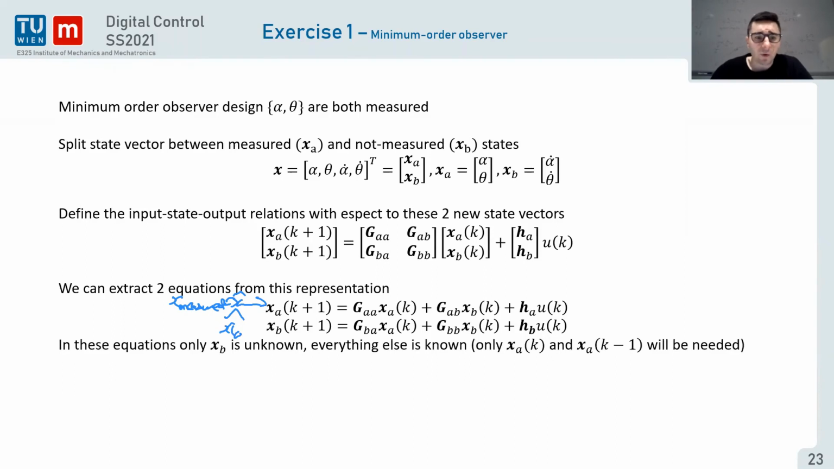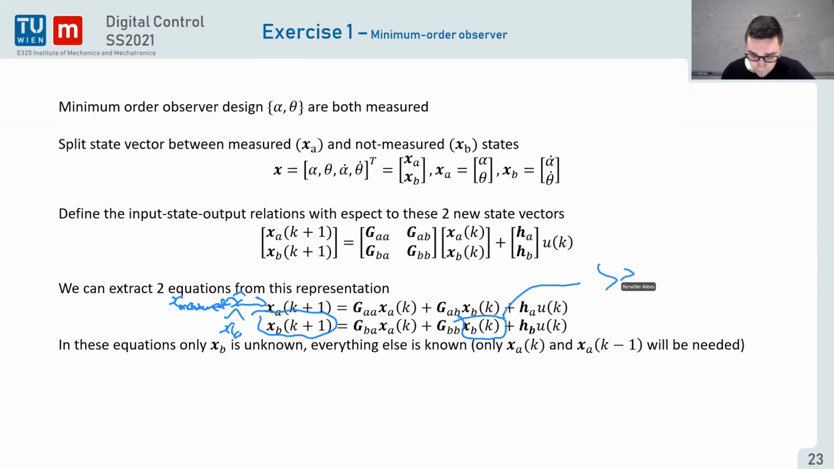So in this equation, the only unknowns are xB of k+1 and xB of k, because we measure xA, we measure u, of course, and J and H are just matrices that we know, the system matrices. Also, xA of k+1 is not needed because as we estimate xB of k, we will only need xA of k and xA of k-1, so it's perfectly known. So here the only unknown is xB of k+1 and xB of k.